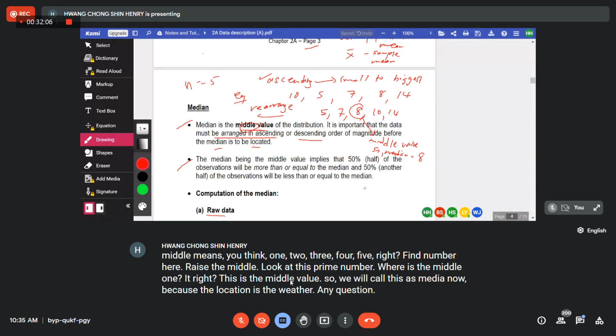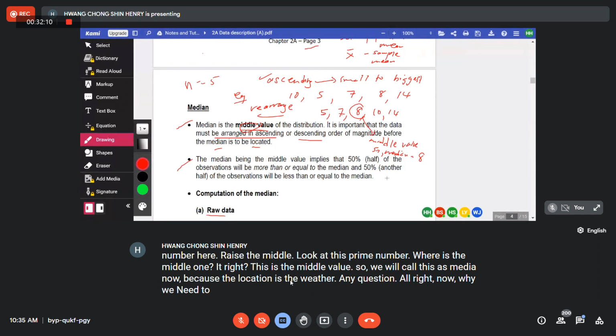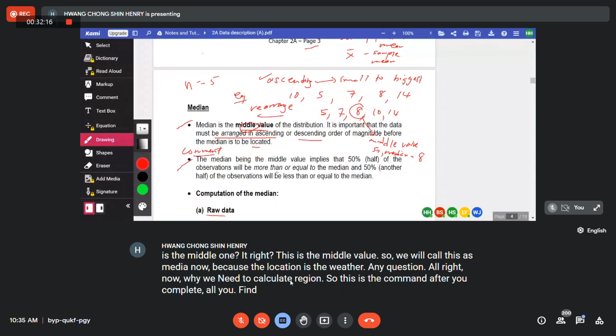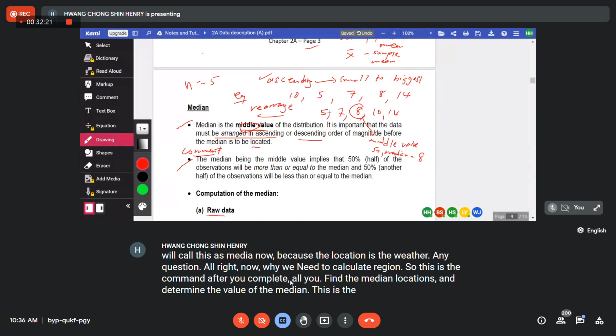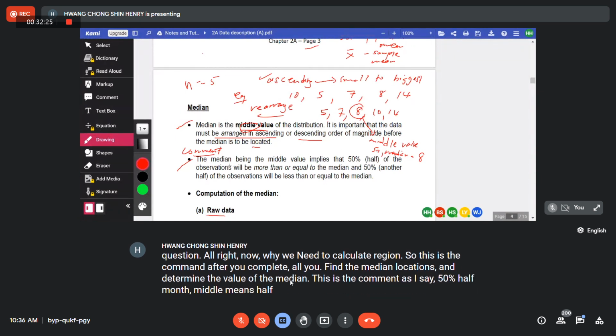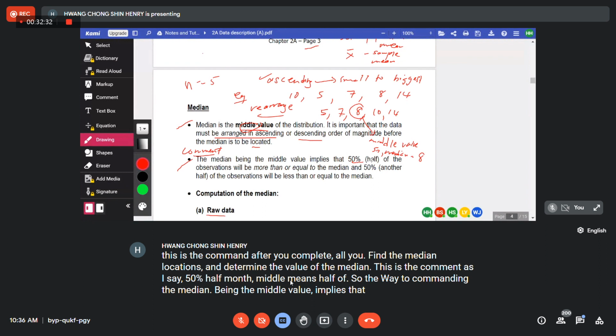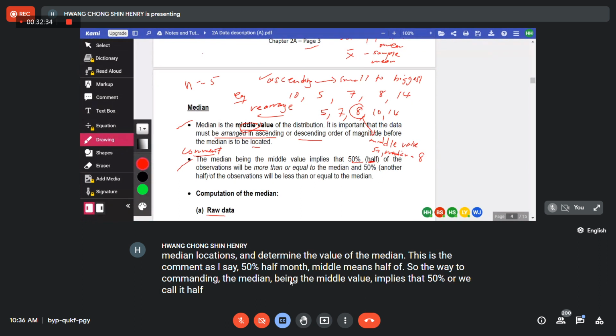Any questions? All right. Now, why do we need to calculate the median? So this is the comment. After you find the median location and determine the value of the median, this is the comment. As I said, 50%, the half mark. Middle means half. So the way to comment is that the median being the middle value implies that 50%, or we call it half, of the observations. Usually this is how we write.